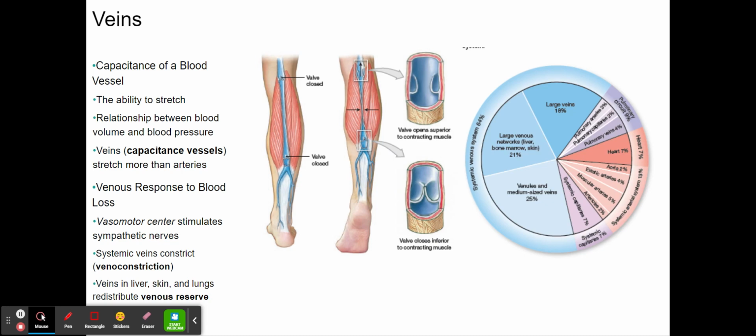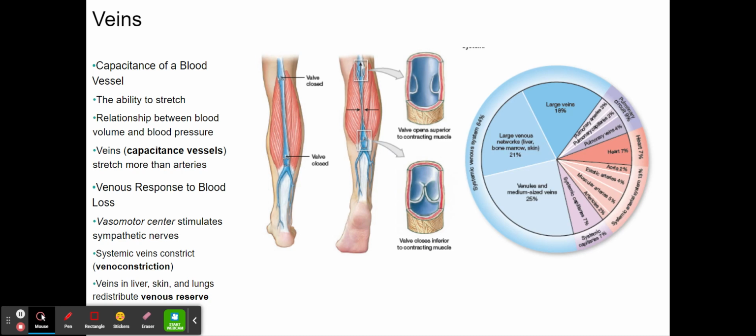Because veins have high capacitance, they can accommodate large changes in blood volume. If the blood volume rises or falls, the elastic walls stretch or recoil, changing the volume of blood in the venous system. If serious hemorrhaging or blood loss occurs, the vasomotor center of the medulla oblongata stimulates the sympathetic nerves that innervate smooth muscle cells in the walls of medium-sized veins. This activity has two major effects. One, the systemic veins constrict.